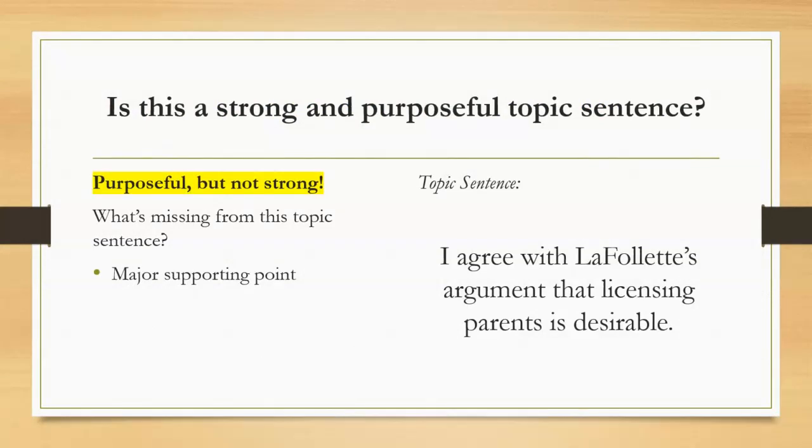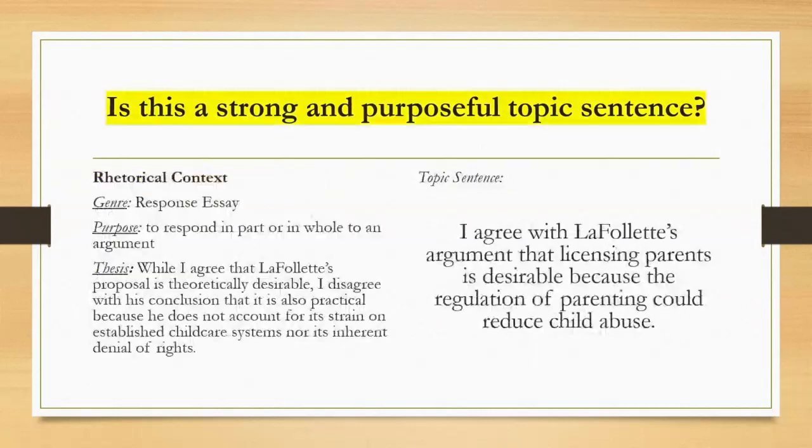It is response-based, but it is not really giving us what the context of that major supporting point is going to be. Like, what about licensing parents is desirable? What part of that do we agree with? We get a better idea of which part of the argument we agree with, but we don't get an idea of why we agree with that part of the argument. So it's really missing that major supporting point. So let's revise it again.